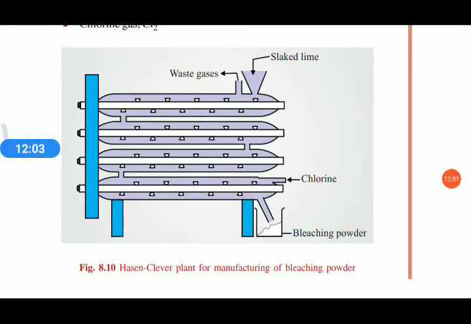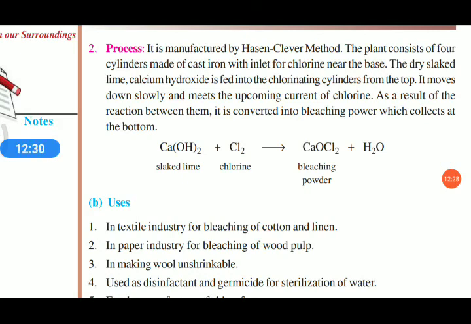It contains 4 chambers. In the uppermost chamber, we add slaked lime. In the lower chamber, we add chlorine gas. Chlorine gas goes upward and slaked lime goes downward and they meet in between these 2 chambers and make bleaching powder. We can collect bleaching powder at the bottom of the chamber. Ca(OH)2, that means slaked lime, calcium hydroxide, plus Cl2 gives CaOCl2, bleaching powder, plus H2O.